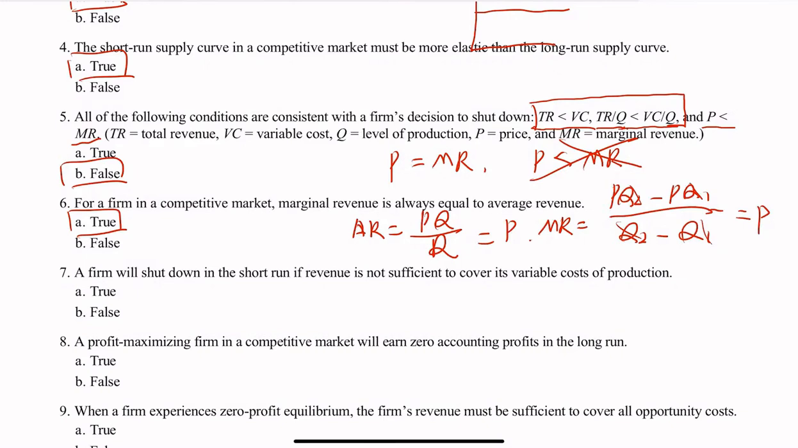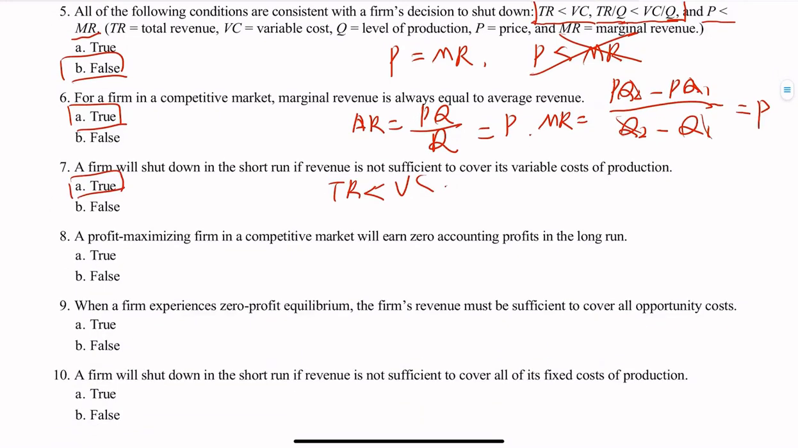A firm will shut down in the short run if revenue is not sufficient to cover its variable cost. Well, this is definitely correct, right? So if TR is smaller than variable cost, the firm will shut down. A profit maximizing firm in a competitive market earns zero accounting profit. So this is not correct. In the long run, a firm earns zero economic profit. So we should choose false here.